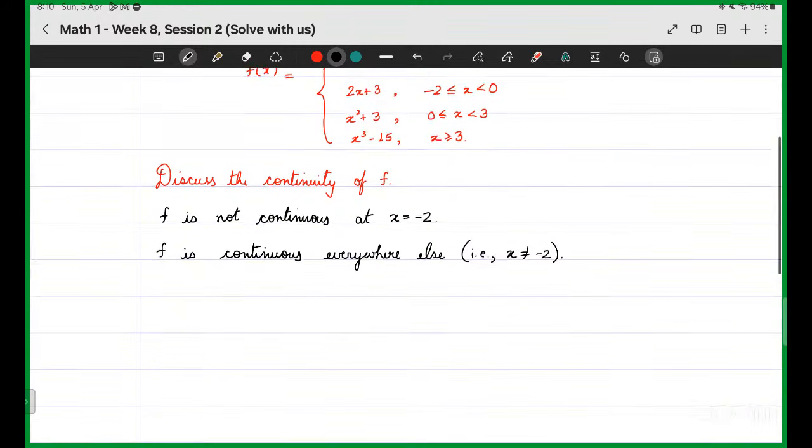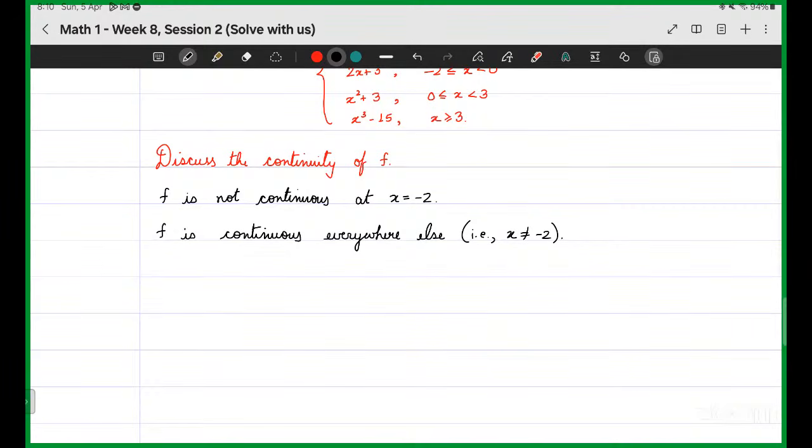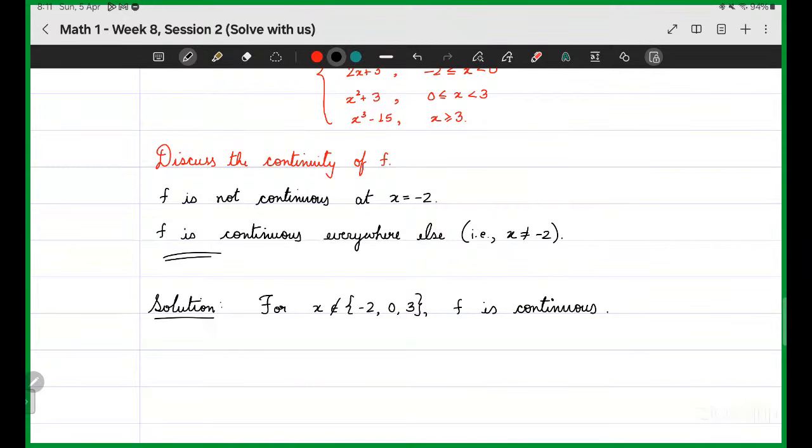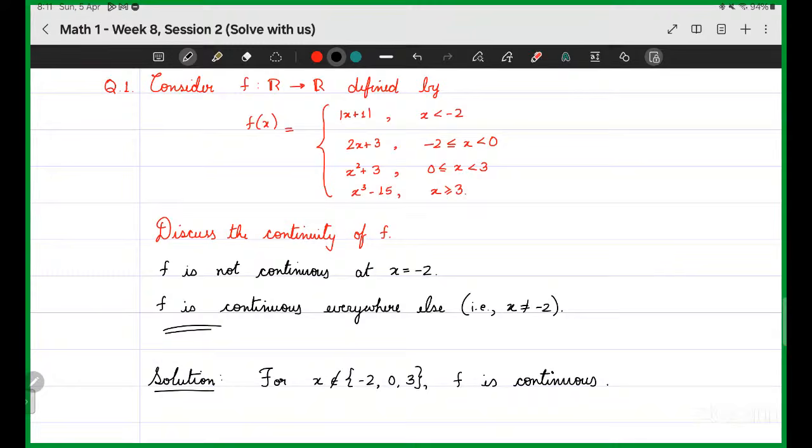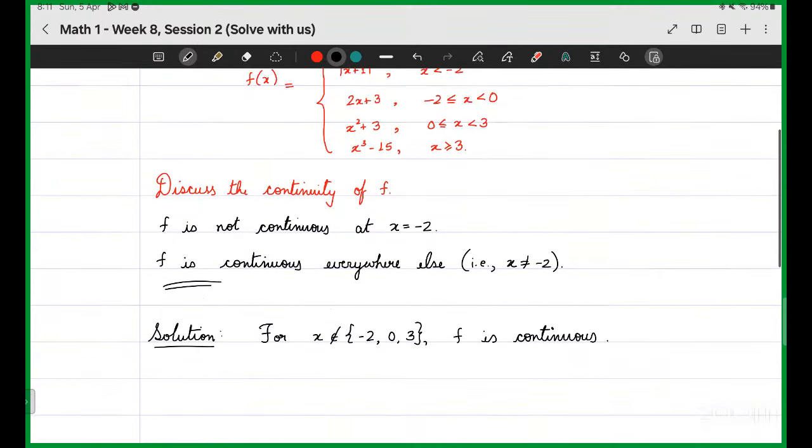So, as far as the solution goes, this is what I got. This is not what I'm saying is correct. So let me write the solution now. For x not equal to -2, 0, or 3, f is continuous. This you don't need to check. You can directly say, because it is either the modulus function or some polynomial function, and it stays the same way in the vicinity of a point. But at -2, 0, and 3, the behavior changes.